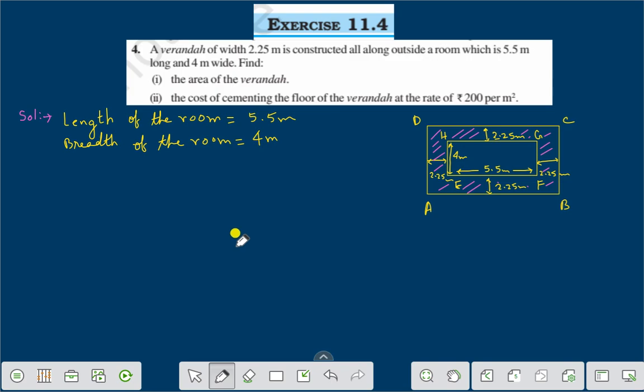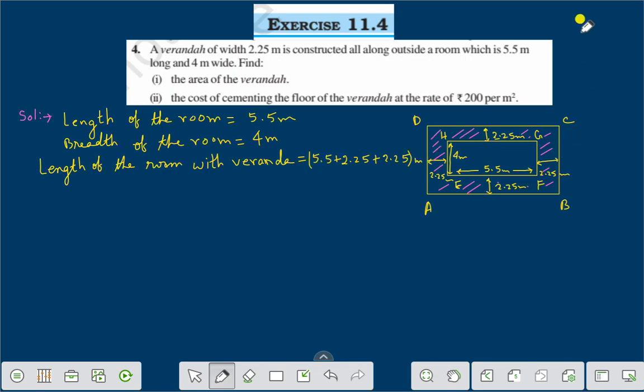Right? Now we'll find the length of the room with veranda. Length of the room with veranda is equal to the length of the room 5.5 plus 2.25 plus 2.25, that is in meter.